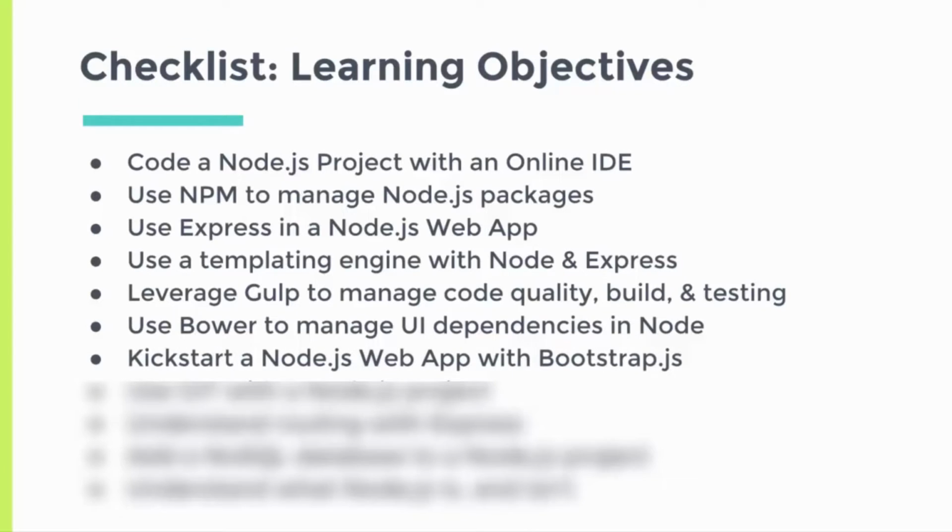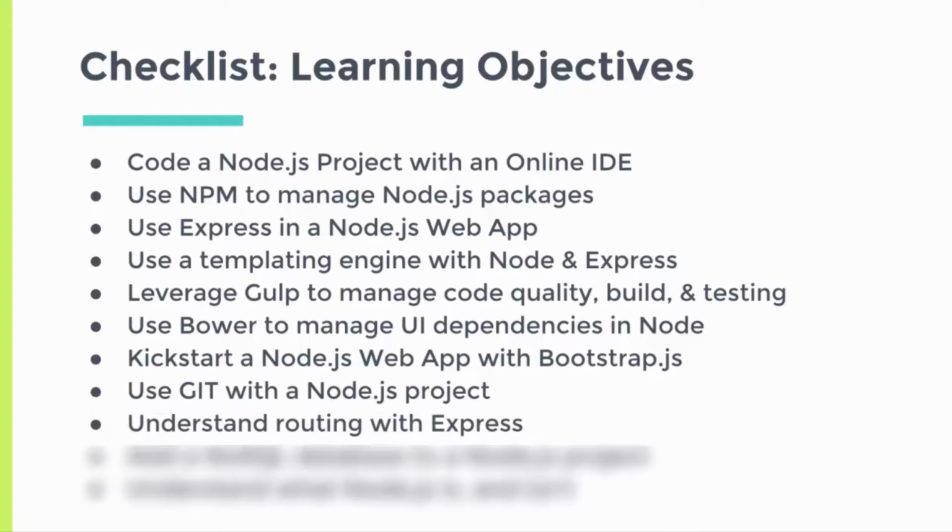Kickstart a Node.js Web App with Bootstrap.js. We'll be pulling in a Bootstrap template to get our web app up and running right away. We'll do that early on, and we'll have a great UI as we build out the back end of our project. Use Git with a Node.js project. We'll use Git to version our projects out to the web and have a nice safe place to keep all of our code.